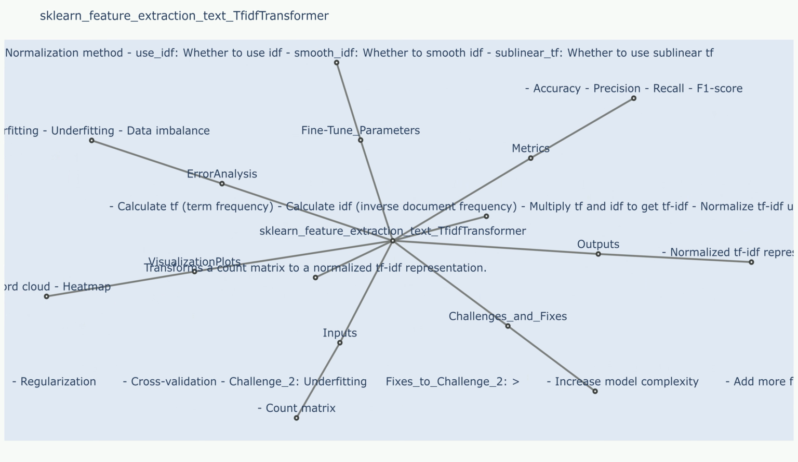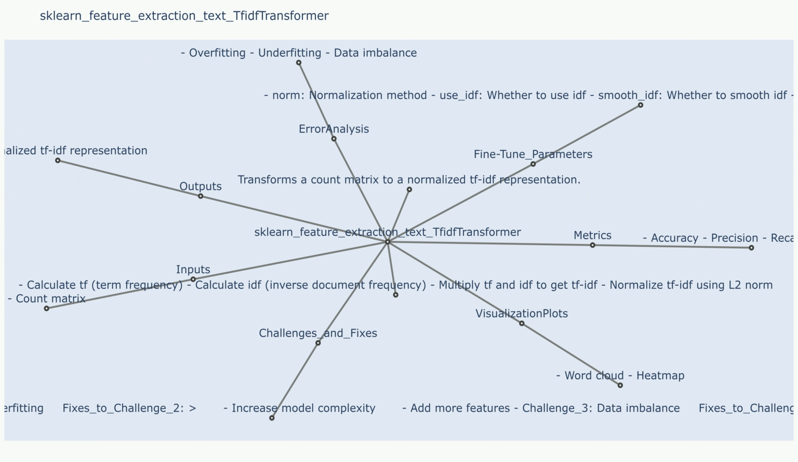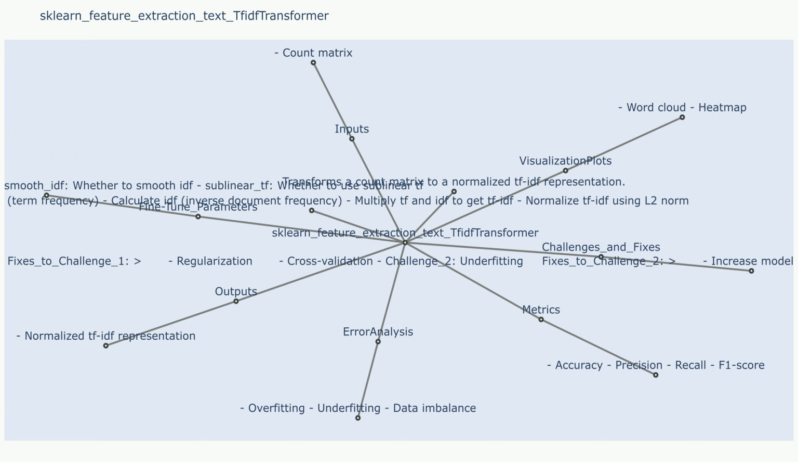Metrics: precision, the proportion of retrieved documents that are relevant. Recall, the proportion of relevant documents that are retrieved. F1 score, the harmonic mean of precision and recall. Visualization plots. Heat map, a visualization of the TF-IDF matrix, where the color intensity represents the TF-IDF score. Word cloud, a visual representation of the most important words in a document or corpus, where the size of each word is proportional to its TF-IDF score.